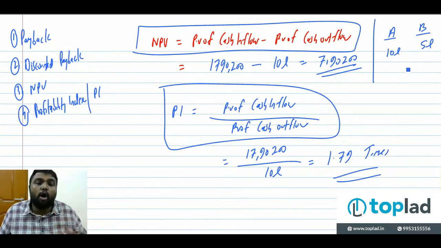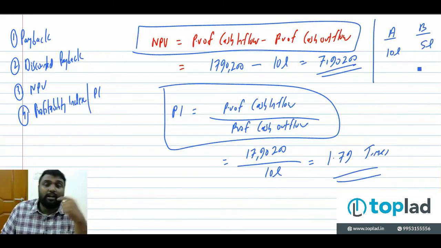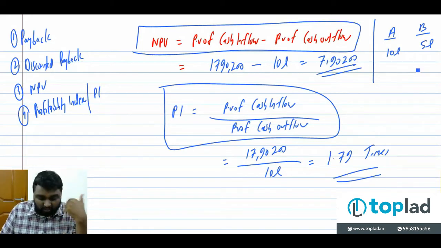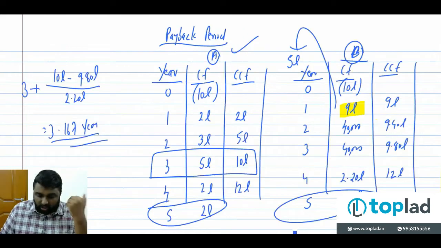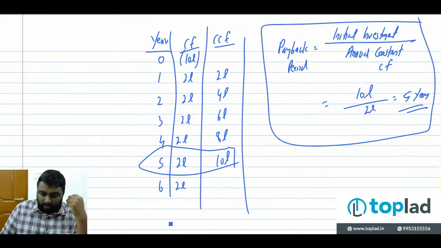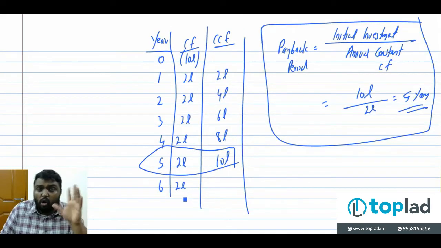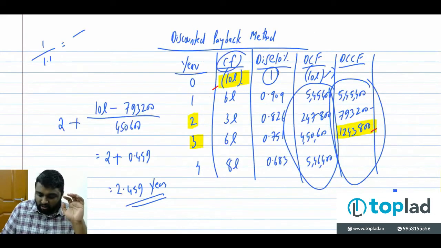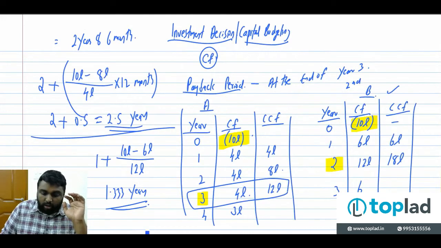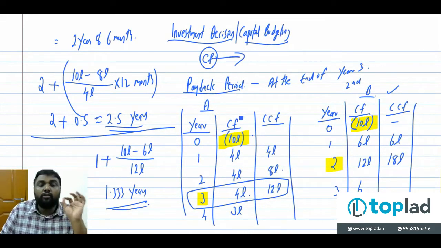If there are 2 or more projects, then the higher the index, the better the option. Got it? So we have discussed NPV, profitability index, discounted payback. If you look at all the concepts we have discussed, we were finding what? Cash flow only. Yes or no?